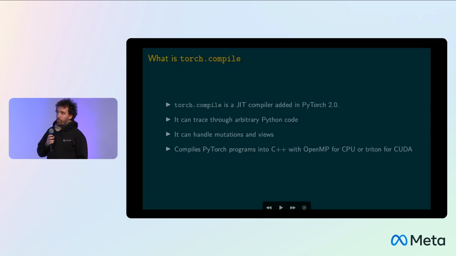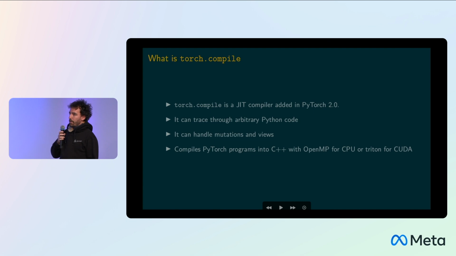So first of all, what's torch.compile? Torch.compile is a compiler, just-in-time compiler in particular, that was added in PyTorch 2.0. It was a major feature from PyTorch 2.0. There was a good 1 year between the previous release in 1.13 and 2.0, and that whole year there were a good amount of people working on torch.compile to deliver it.